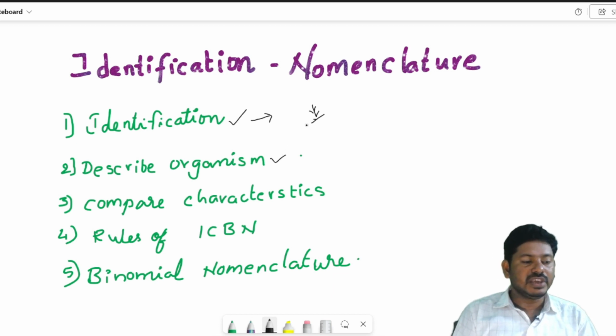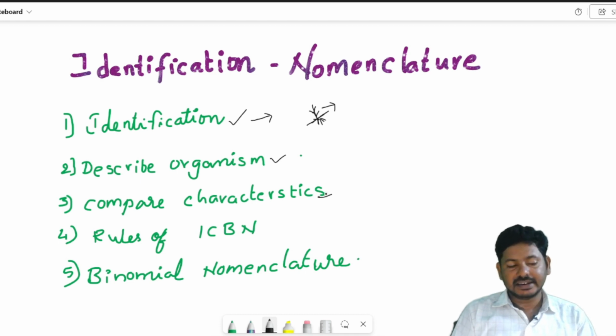First of all, we identify an organism, then we have to describe the organism. How is the root system, how is the stem, what are the aerial parts of the plant, how is the aerial part of the plant? This is the description. After that, we have to compare the characteristics. So, comparing the characteristics. Now we take one plant.